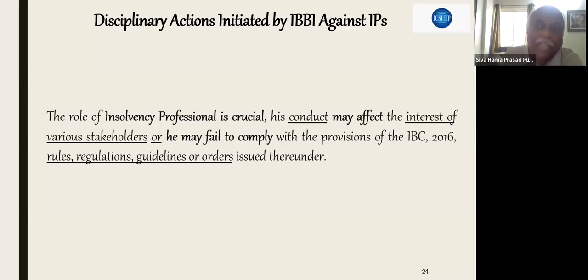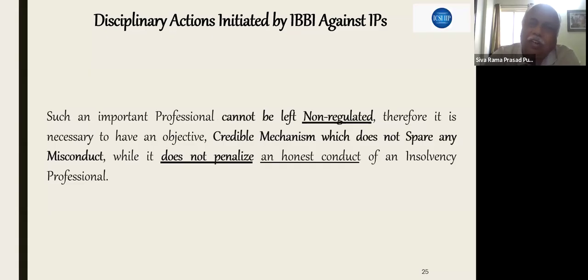And the particular system, CIRP is a system, liquidation is a system, PG to CD is a system, PPIRP is a system, voluntary liquidation is also a system. In that particular system, whoever the stakeholders are, all will suffer on account of my lapses, my errors, and if at all I failed to follow the guidelines or regulations. Such an important profession cannot be non-regulated, it should be regulated. That person also has to be regulated. If I leave it like that, he passed the LIE exam, leave it like that, no. Therefore, it is necessary to have an objective, credible mechanism which does not spare any misconduct.